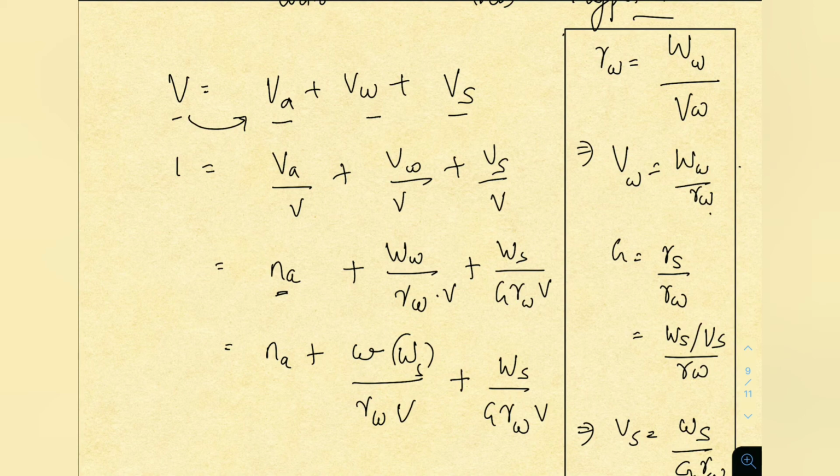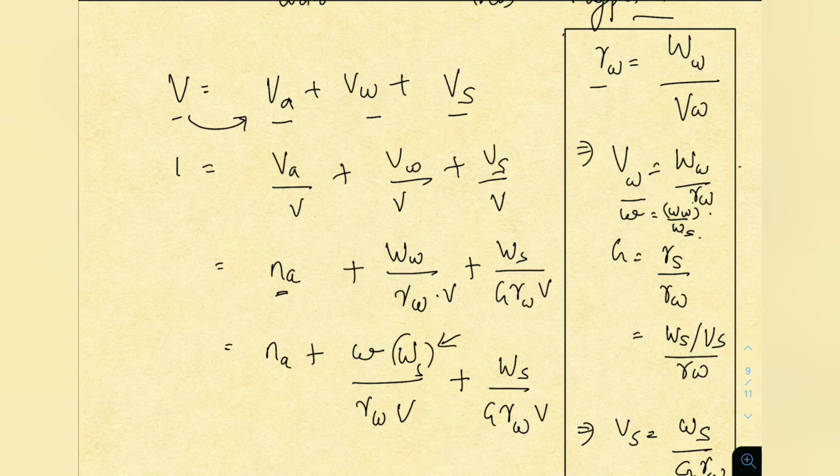We have to write Vw and Vs in terms of Ws, weight of solid, and gamma W. How can we make that? Let us check here. We know that gamma W is equal to Ww, weight of water, by Vw. So from this, we get Vw is equal to Ww, weight of water, by gamma W. Also we know that water content is equal to weight of water by weight of solid. So from that we get weight of water is equal to water content into weight of solid. So that we substitute here.